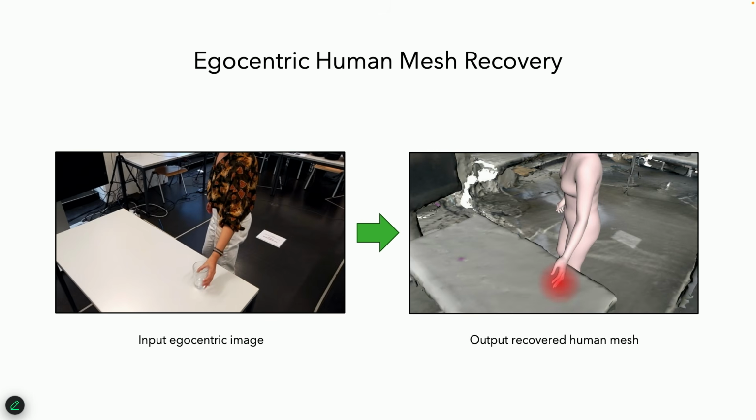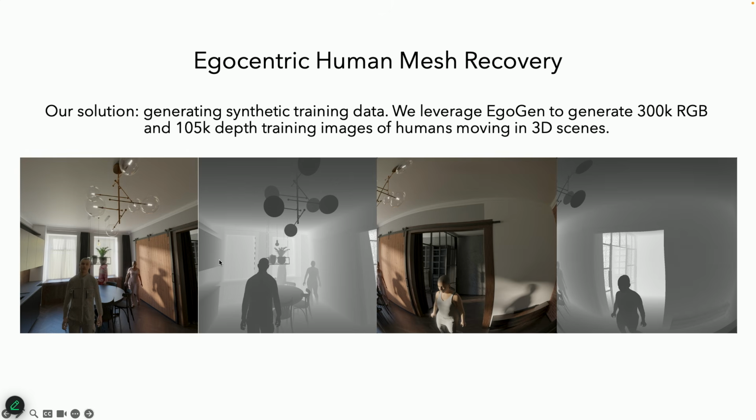Okay. So the second task we explored in our work is egocentric mesh recovery. The task here is, given an egocentric image, for example, people talking to each other, where one person wears an egocentric device, we want to estimate the 3D human body, ideally also motion, from this egocentric view, right? We collected a data set ourselves 2 years ago, but it was very hard to collect, so we have a very limited data set. And now with EgoGen, we can create lots of synthetic data for this task.